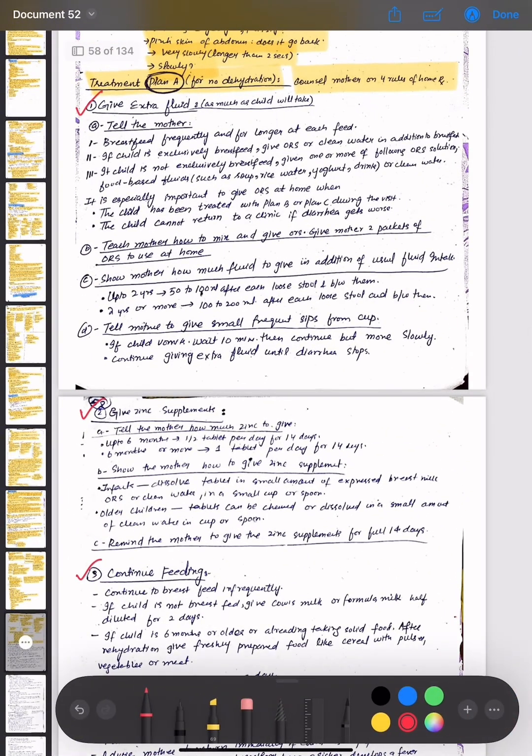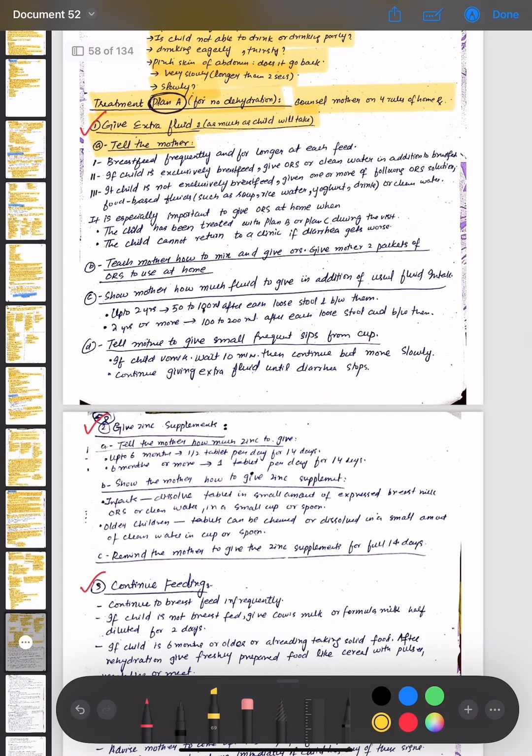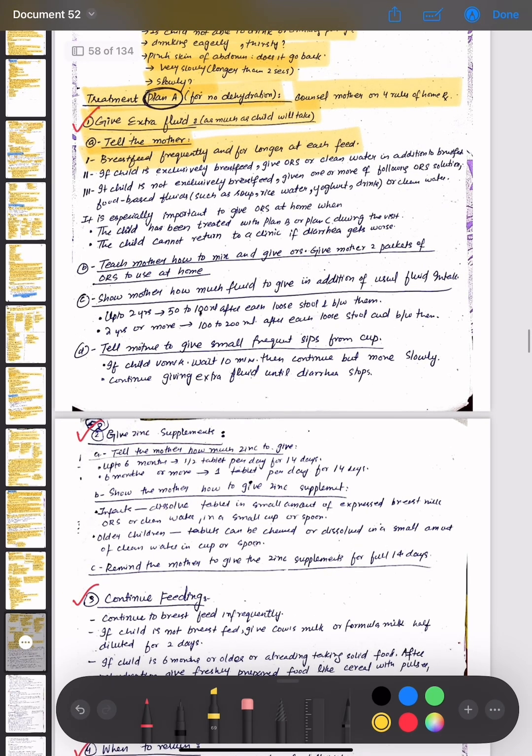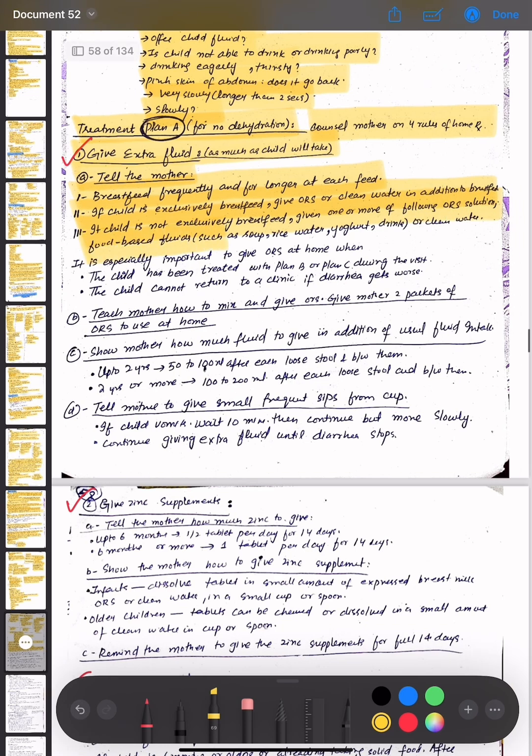Okay, so give extra fluids as much as the child will take. First of all, tell the mother to breastfeed frequently and for longer at each feed. Then if the child is exclusively breastfed, give ORS or clean water in addition to the breast milk. If the child is not exclusively breastfed, then give one or more of the following: ORS solution, food-based fluids such as soup, rice water, yogurt drink, or clean water.